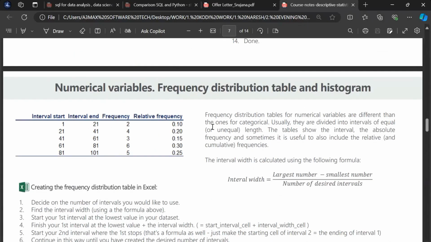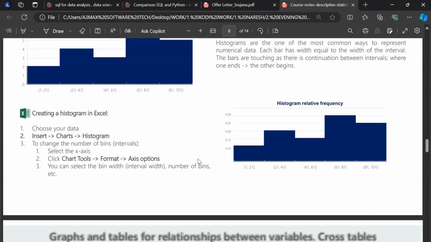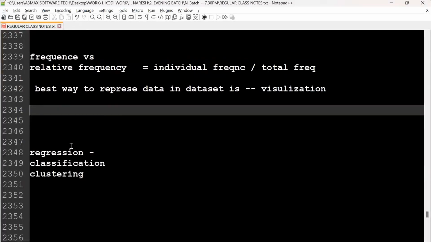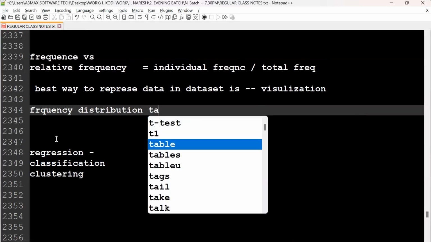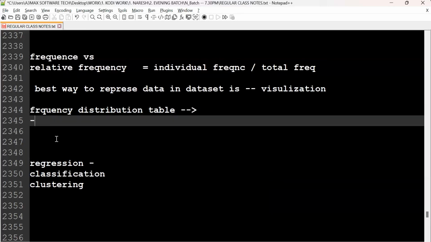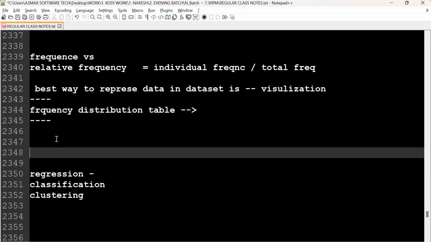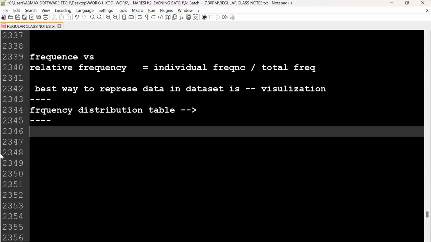So the last part of today's session, and then I'll stop. Tomorrow onwards I'll introduce all the formulas. And before that, the frequency distribution table. Can I complete this one, guys, or will we do it tomorrow? Okay, you said tomorrow, but I'll complete it and then go.